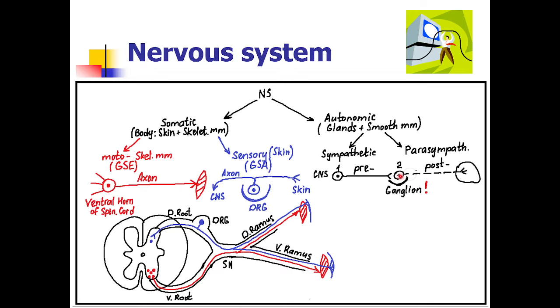Then after the ganglion, I have postganglionic. So that's my second, postganglionic neuron in the ganglion. And whatever axons it sends to the organs, I name them postganglionic. That's a principal difference between somatic and autonomic. In somatic, we just need one neuron for motor, one neuron for sensory, but in autonomic, we need two. Are you with me? Perfect.